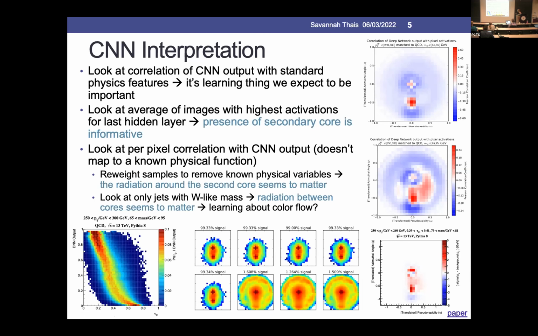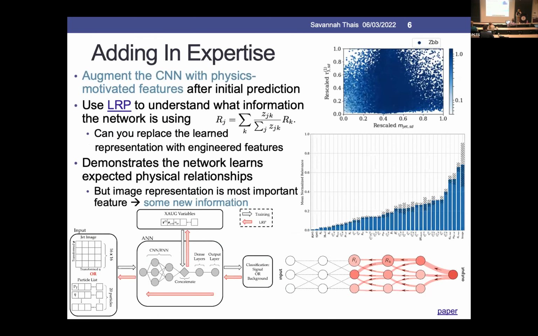You can do more specific things like look at only a certain type of jet or something. But the point here is that it's not very quantitative. It's more of a qualitative kind of attention mapping interpretation. And you can do things to make it a little more precise. So in this paper, they augmented the CNN with some physics motivated variables after you do the initial convolutions.